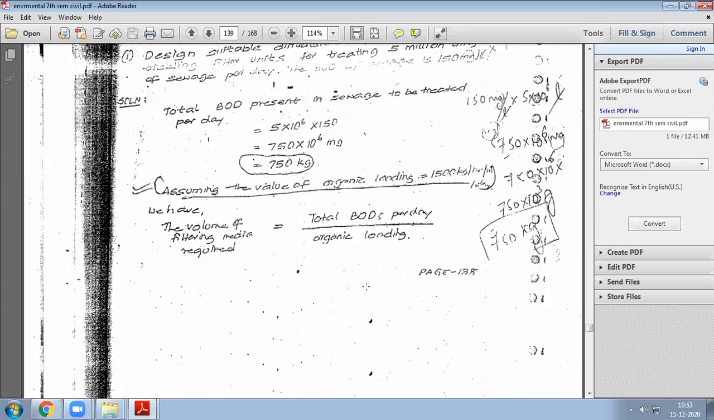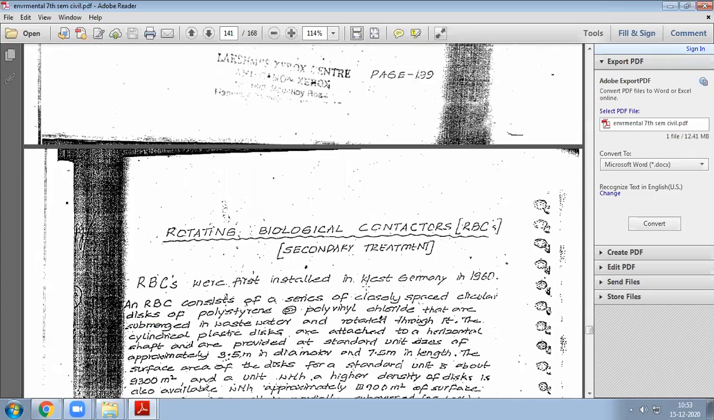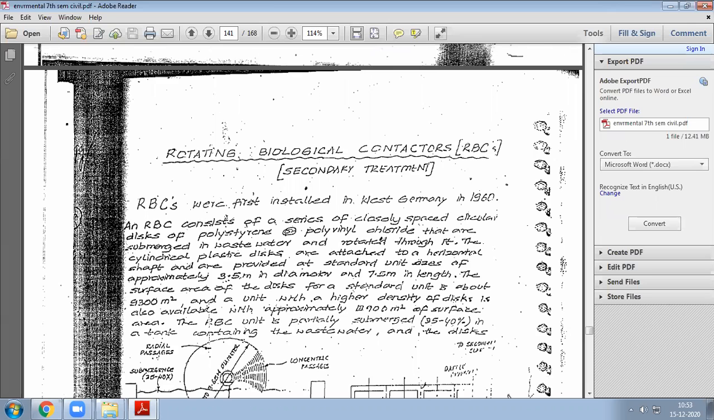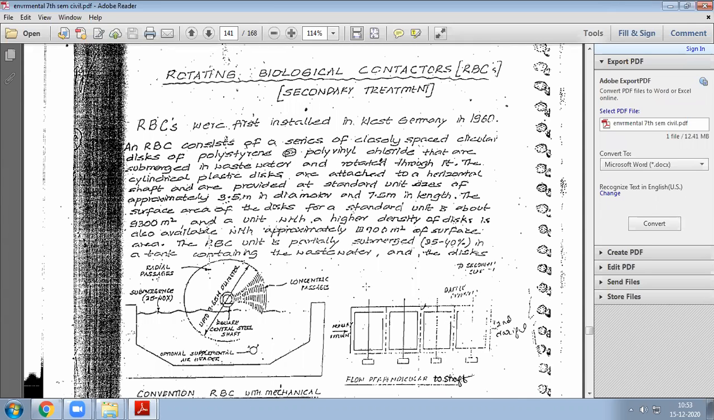One more concept you have, just like this, is called rotating biological contactors. So I'll try to draw this now. What are rotating biological contactors? You already got to know that we make contact between the sewage, the oxygen and the microbes. So three parameters you're studying. First they tell where it was invented. It was invented in 1960 in Germany. RBC stands for rotating biological contactors.